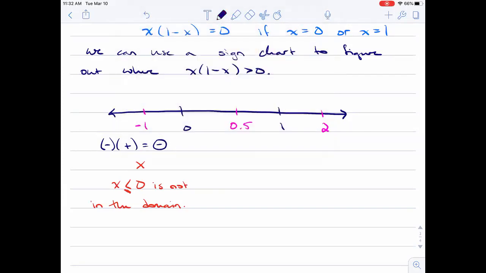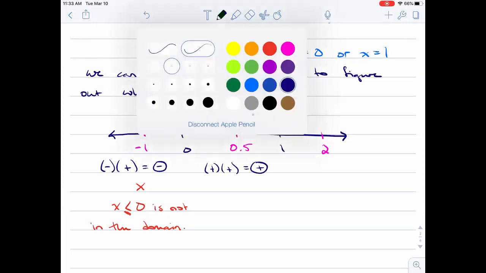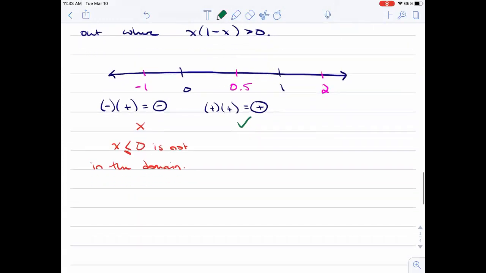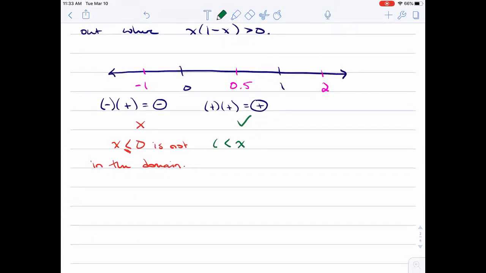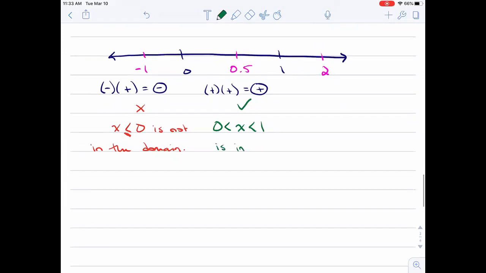So now we can move on to the next little section here. Now I've got positive 0.5 times 1 minus 0.5, all the way up to 1, not including 1. That's going to be a positive times a positive, which gives me a positive value. So x between 0 and 1, not inclusive, is in the domain.